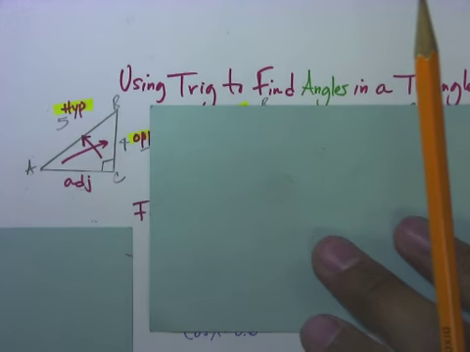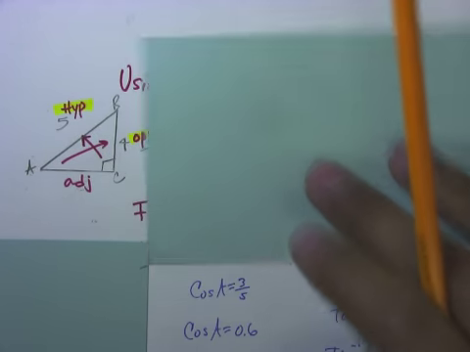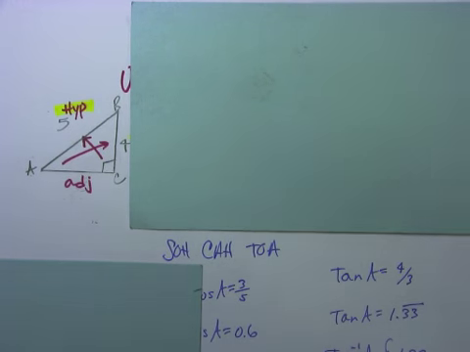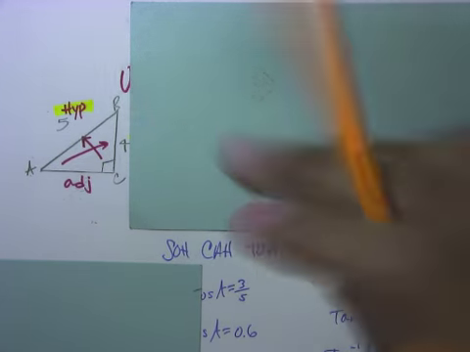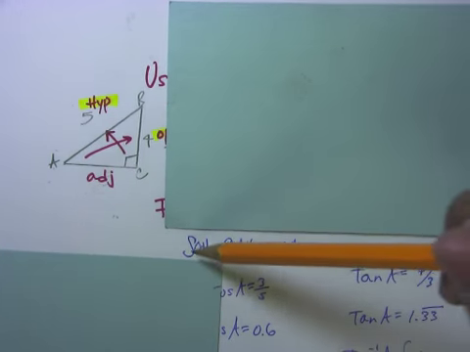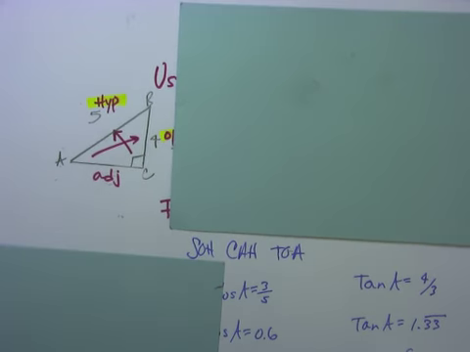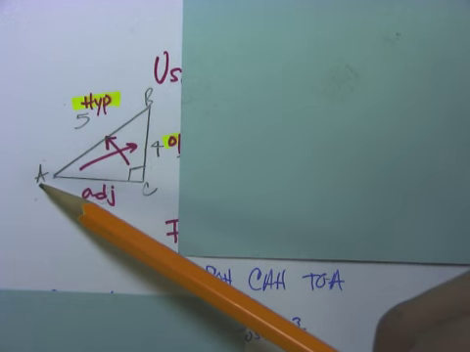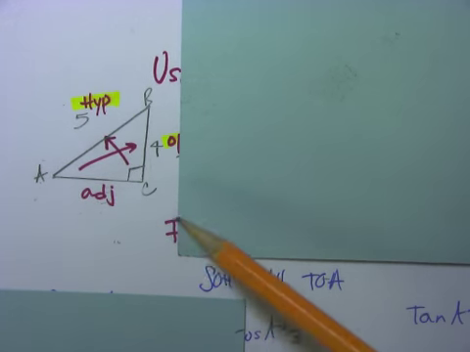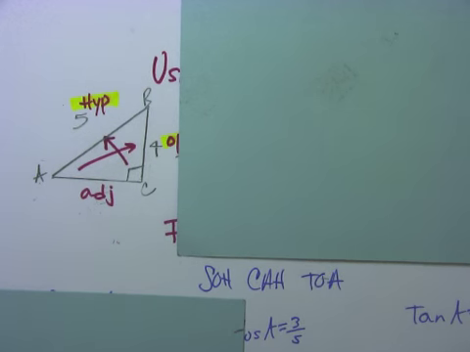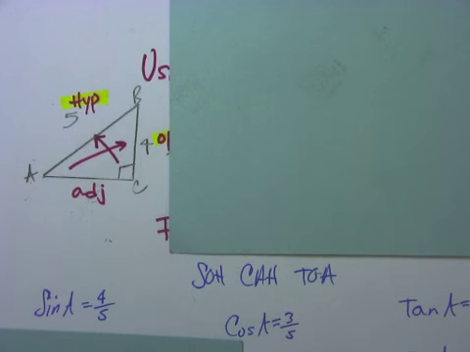The first thing is I have SOHCAHTOA, and my question is, which of the three trig functions has the letters O for opposite and H for hypotenuse? It's going to be the sine function. The sine function has both the letters O and H, which means that the sine of A is going to help me find the measure of angle A. The sine of A is the opposite, 4, over the hypotenuse, 5. So I'm going to write that down: the sine of A is equal to 4 over 5.